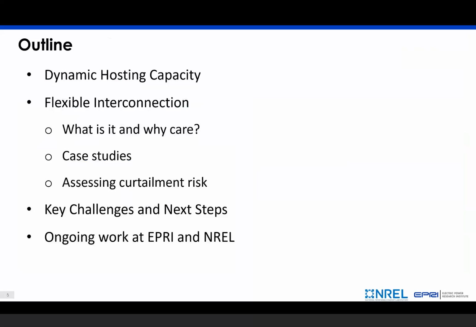So what is it going to look like? Over the course of about the next 40 or so minutes, we want to go further into the ideas of what flexible interconnection entails, as well as the impact on the hosting capacity equation, moving to more of a dynamic orientation, getting into case studies of the application of the flexible interconnection concept, identify challenges and next steps, and then giving you a sense, a taste really, of some of the ongoing work that's in play both at EPRI as well as NREL.